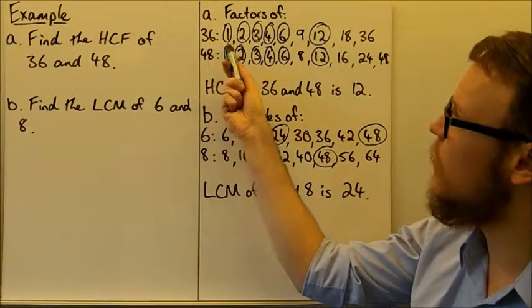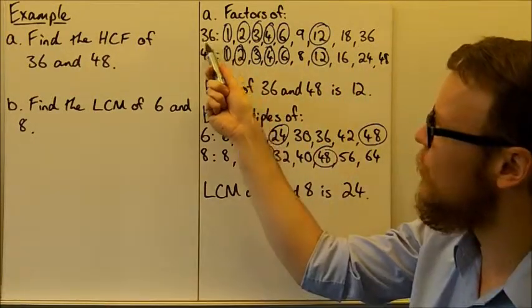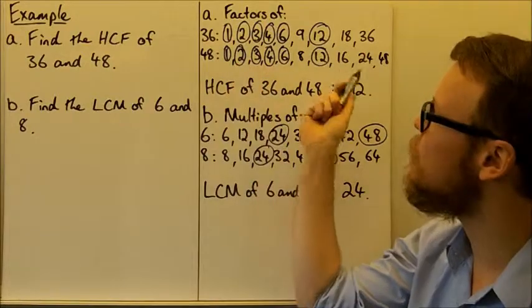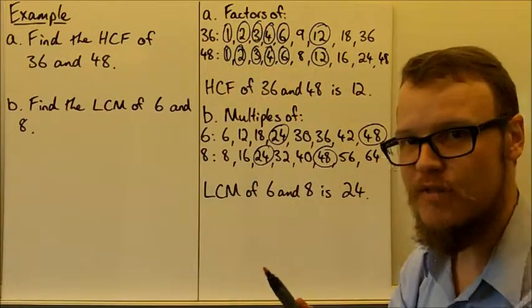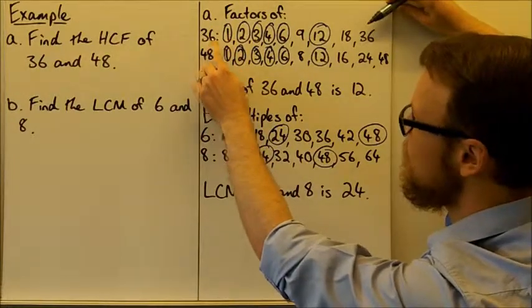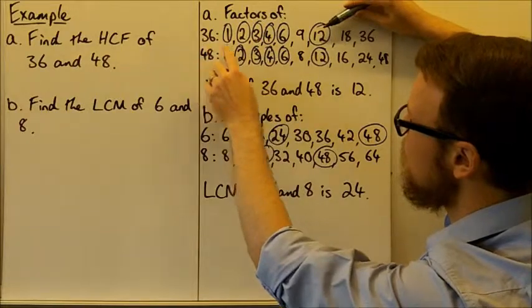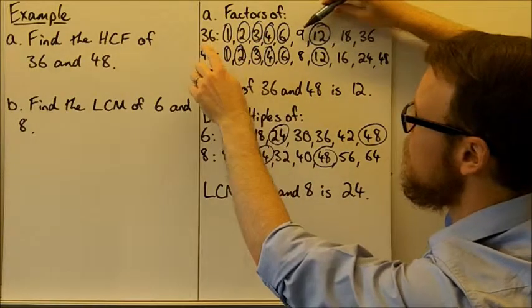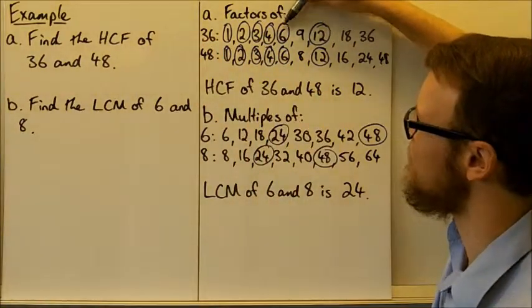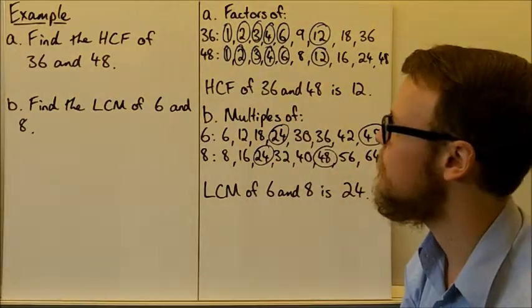The factors of 36 are 1, 2, 3, 4, 6, 9, 12, 18 and 36. So I can divide 36 evenly by each of these numbers. You can see that most of these are going to pair up. So 1 times 36 is 36, 2 times 18 is 36, 3 times 12 is 36, 4 times 9 is 36, and 6 times 6 is 36, 6 times itself. Obviously I don't have to list it twice.